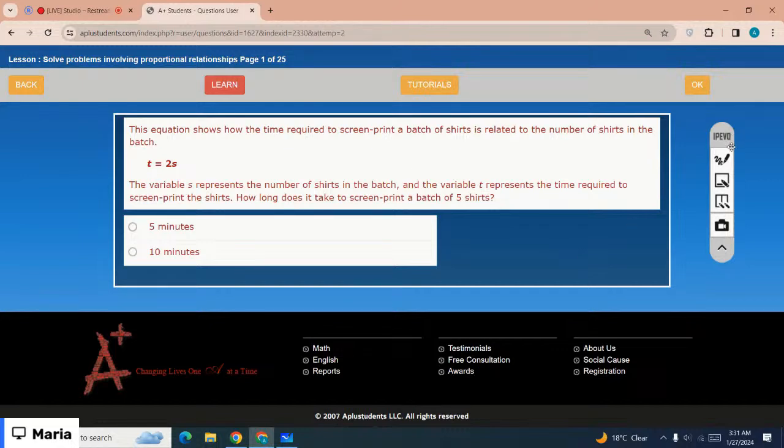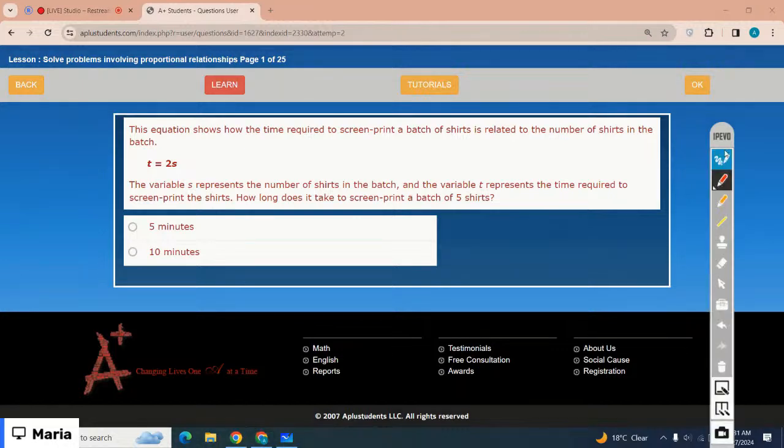So you are given the equation, right? The equation that represents the relationship between T and S is T equals 2S. S represents the number of shirts and T represents the time required to print the shirts, right? The question is how long it takes to screen print a batch of 5 shirts. You need to calculate T, right? The time it takes to screen print the 5 shirts.